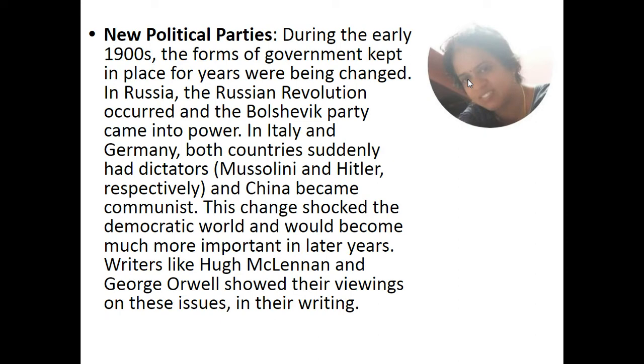New political parties were a main reason for change in the modern period, and they impacted literature a lot. During the early 1900s, forms of government kept in place for years were being changed. In Russia, the Russian revolutions occurred and the Bolshevik party came into power. This change shocked the democratic world and would become much more important in later years. In Italy and Germany, both countries suddenly had dictators. That was a big change in literature.